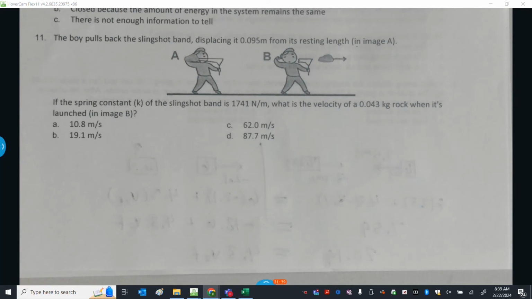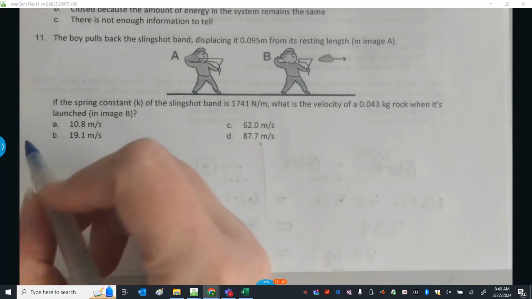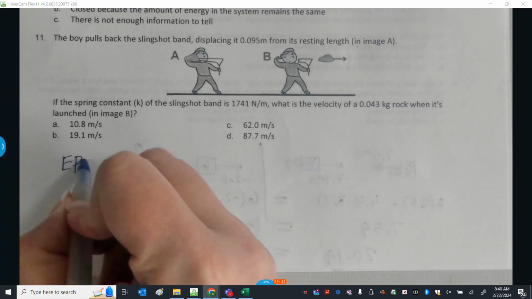It says the boy pulls back the slingshot band, displacing it 0.095 meters from its resting length in image A. If the spring constant of the slingshot band is 1,741 newtons per meter, what is the velocity of a 0.043 kilogram rock when it's launched in image B? So this is a situation where we have energy transforming from one form to another. Specifically, we have elastic potential energy because it describes him stretching the band, and it gives us information about the spring constant and the displacement of the band.